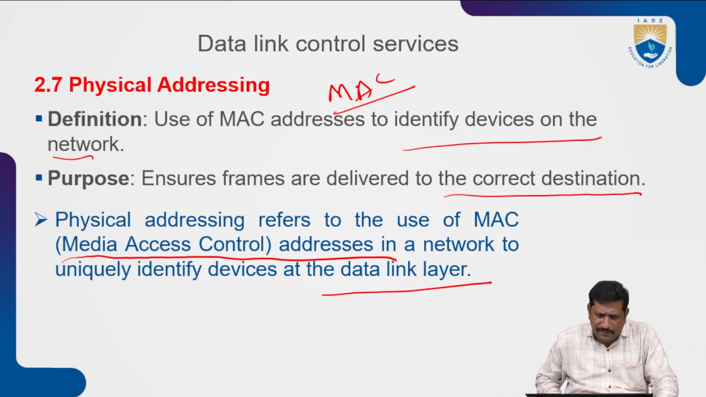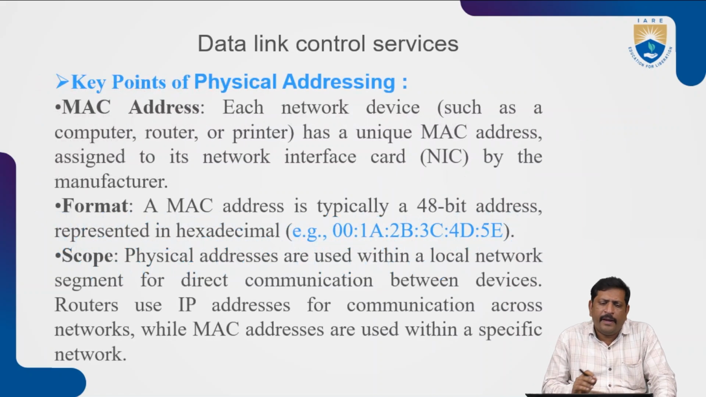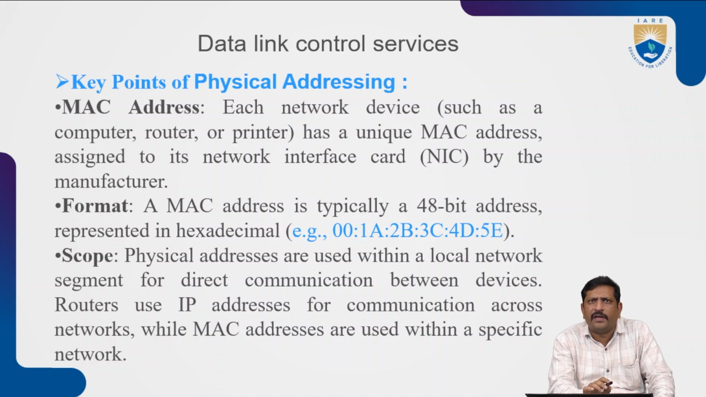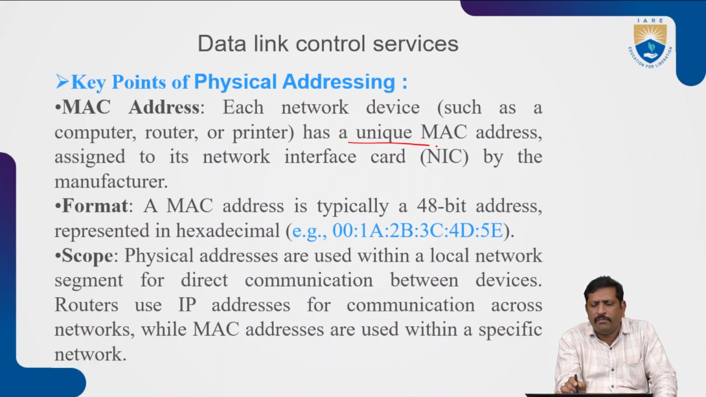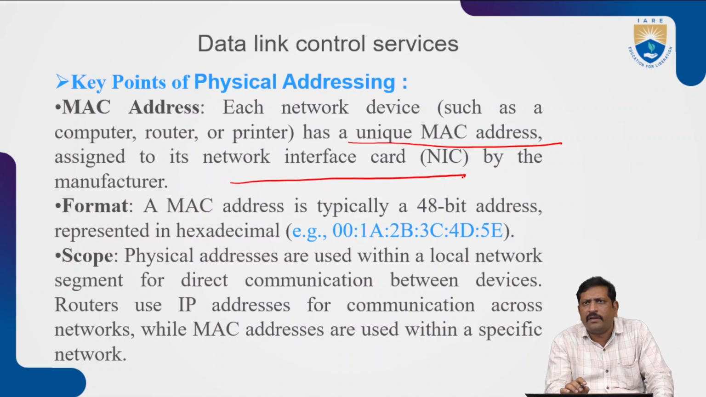This is about physical addressing, and the key points we generally use in physical addressing are the MAC address, format and scope. First, the MAC address: each network device, such as a computer, router or printer, has a unique MAC address. The manufacturers give the unique MAC address for computers, routers or printers, whatever it may be, assigned to its network interface. This MAC address is mapped to the network interface cards by the manufacturers.